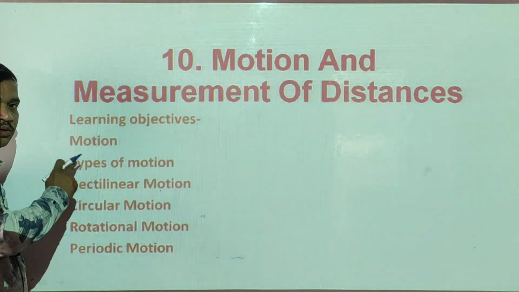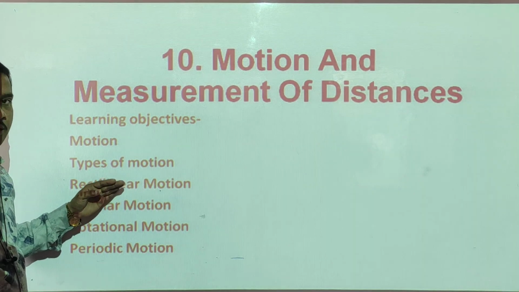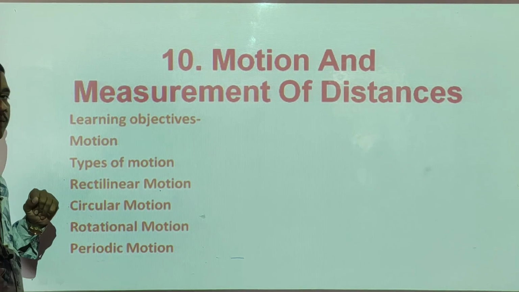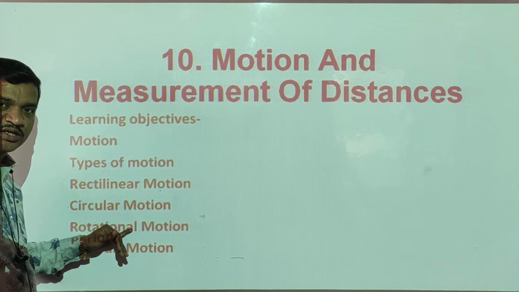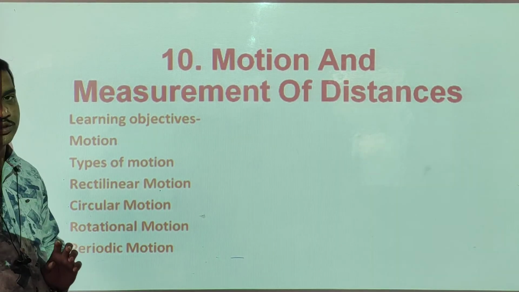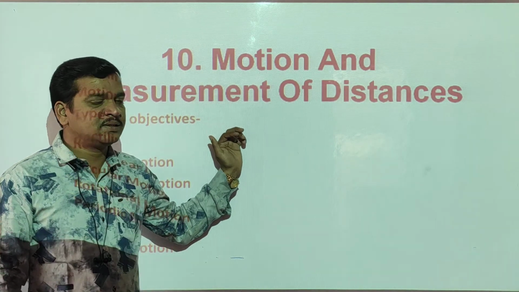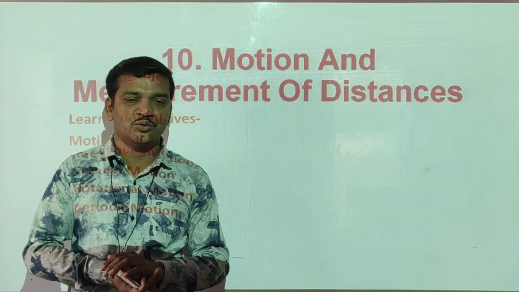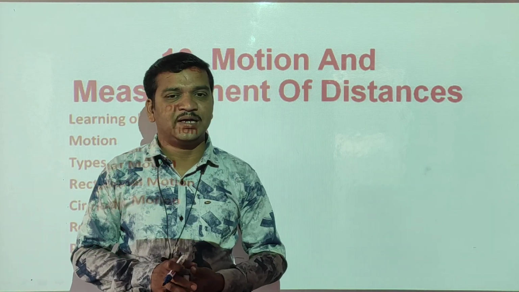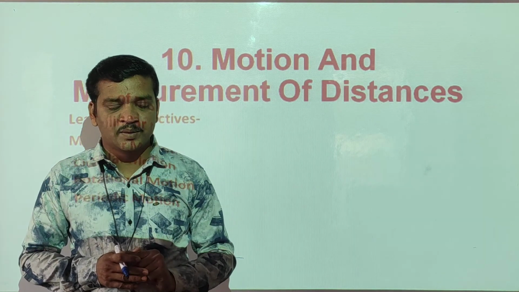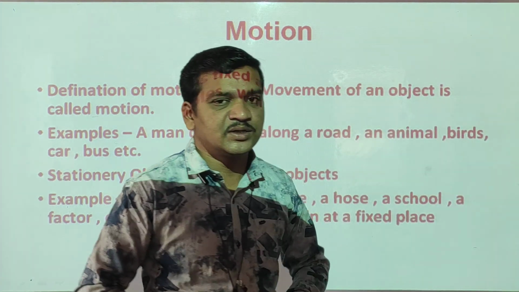First we are going to learn about motion and the types of motion. The first type is rectilinear motion, the second type is circular motion, then rotational motion and periodic motion. So these many motions we are going to learn. Then after that, measurements and distances, and how different types of units are used for measurement. Okay students, so we will start our chapter, that is motion.